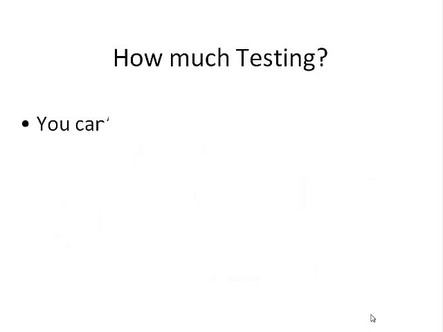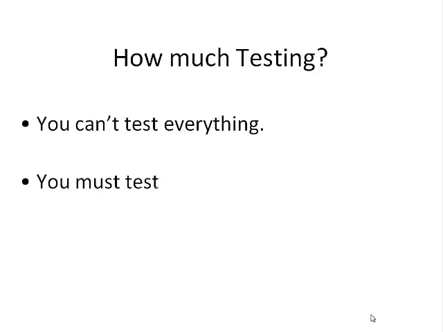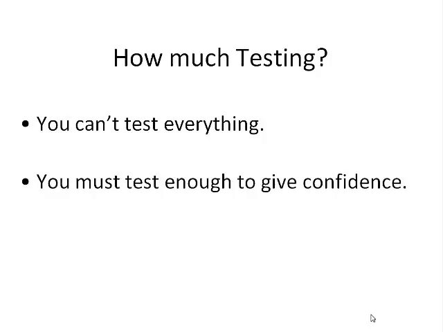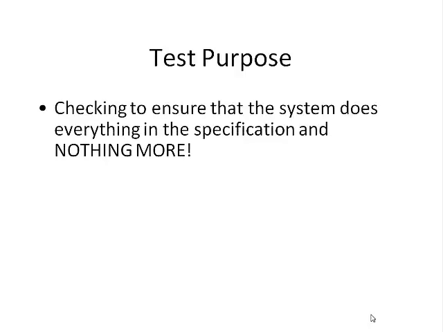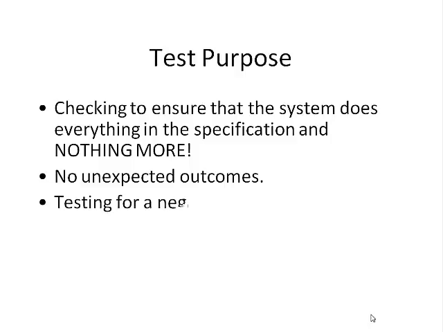So just to re-emphasize the point, we can't test everything, but we must test enough to give confidence that the system is fit for purpose. So the purpose of testing is really to make sure that the program performs to specification. We looked in the earlier screencast at the idea of the V model. So we have program specifications and system specifications. They say how the thing should work. What we're really doing is making sure that the program gives us this and nothing more. No unexpected outcomes. We don't want it to be performing to specification and some. We just need the thing performing to specification.